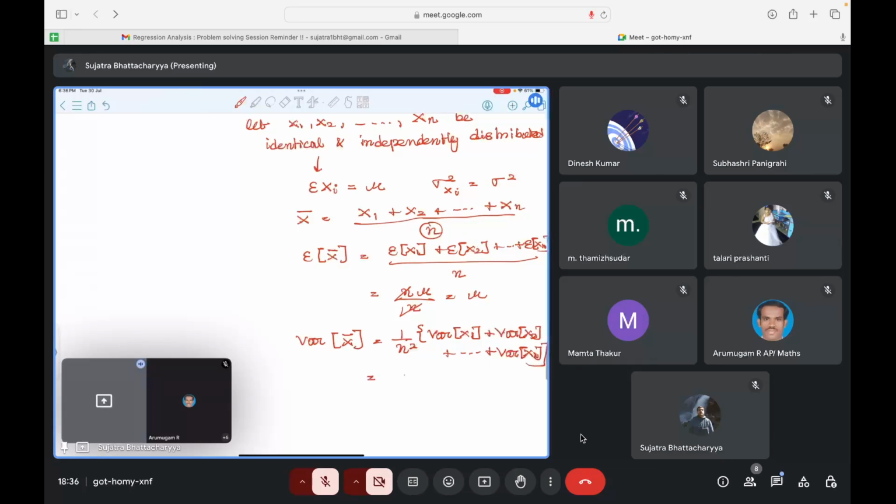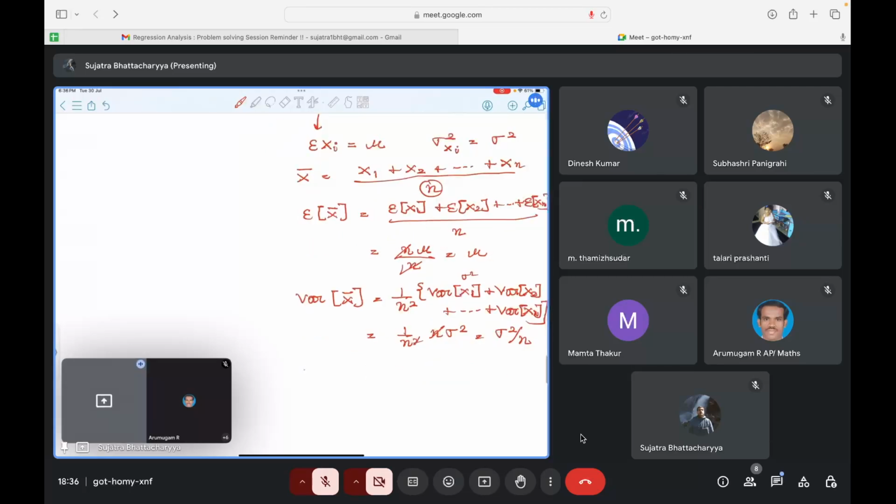Right? So this becomes 1 by n square and each of them will have value sigma square. So it will be 1 by n square into n sigma square. So n cancels and becomes sigma square by n. Therefore, x bar will have a distribution with mu as the mean and sigma square by n as the variance. But what will be the distribution of x bar?